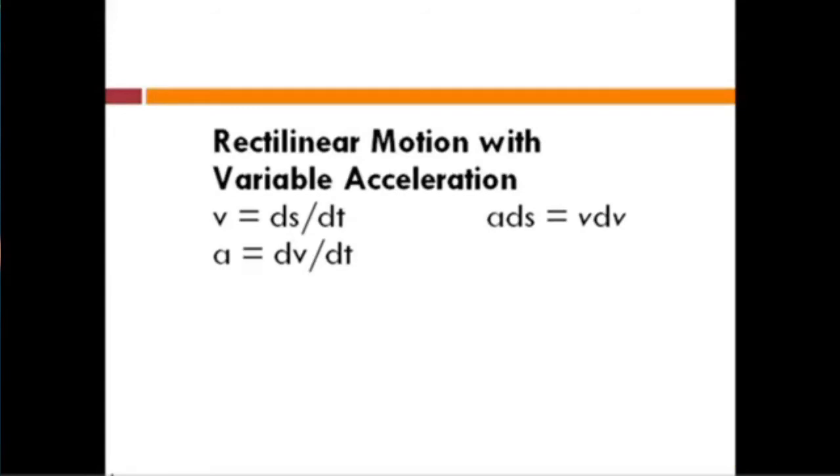Hindi ko sasagutan lahat ng tanong dito dahil ito ay halos paulit-ulit lang. Ito yung kailangan mong maalala. Okay? That velocity is equal to displacement over time. Acceleration is equal to change in velocity over time. Okay? And ADS equals VTV. Anyway, halos nasasagot na ng netong dalawang equation na to lahat ng problem. Okay? So, papakita ko sa iyo kung paano yan gamitin.